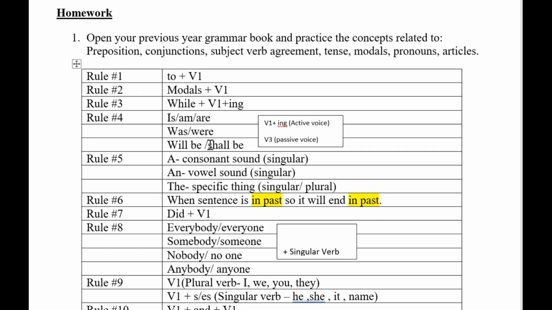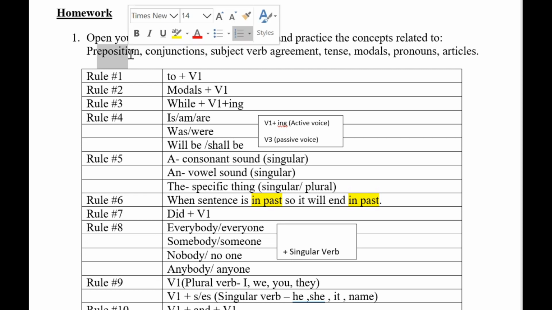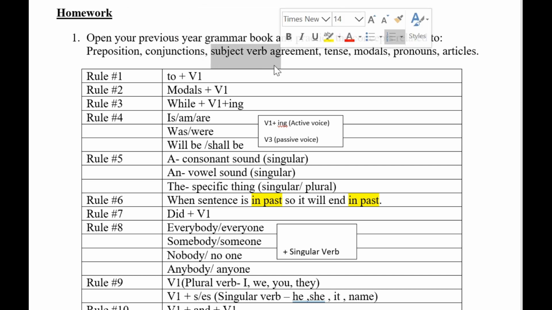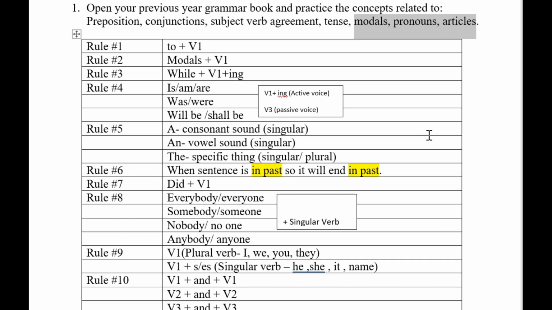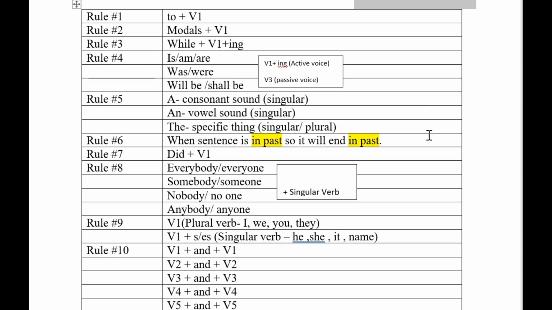Today's homework again starts with the previous grammar book. You need to open them and practice the concepts related to preposition, conjunction, subject-verb agreement, tense, modals, pronoun and articles. And to make your life a bit easy, I have written some crux of these concepts. So rule number 1, as I state, is: if in a sentence you have the word to, it will be followed by verb first form.